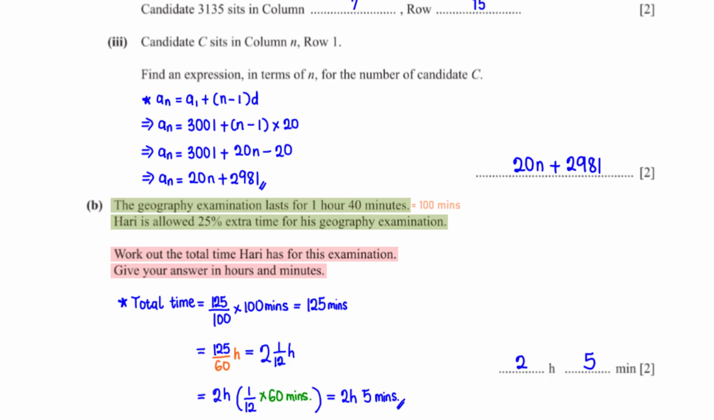Since Harry is given 25% of extra time, we add 25% to 100%, which gives us 125%. So the total time he is given is 125% of 100 minutes, which is equal to 125 minutes. To convert this to hours, we divide 125 by 60, which gives us 2 1/12 hours. To convert 1/12 hours to minutes, we multiply 1/12 by 60, which gives us 5 minutes. So we have 2 hours, 5 minutes.